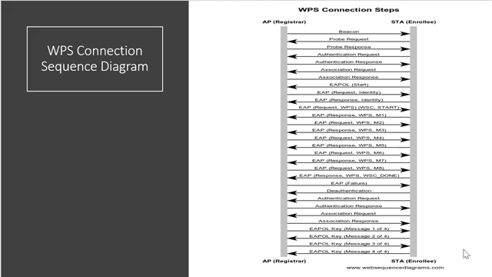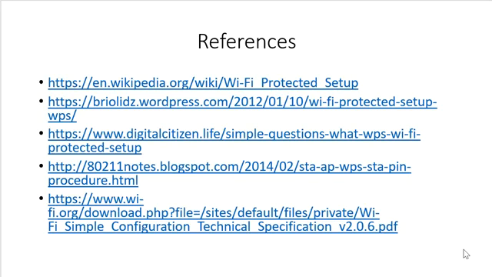I hope this will be helpful for you to understand how things are happening in WPS: what the methods are, what the types are, what the underlying protocol behind that is, what message exchanges are happening, what kind of message is happening, how you will look into the sniffer as a technical guy, and finally the sequence diagrams. And there are the references. I took the concepts from these, so you can go through them. From this you can get all the information also.